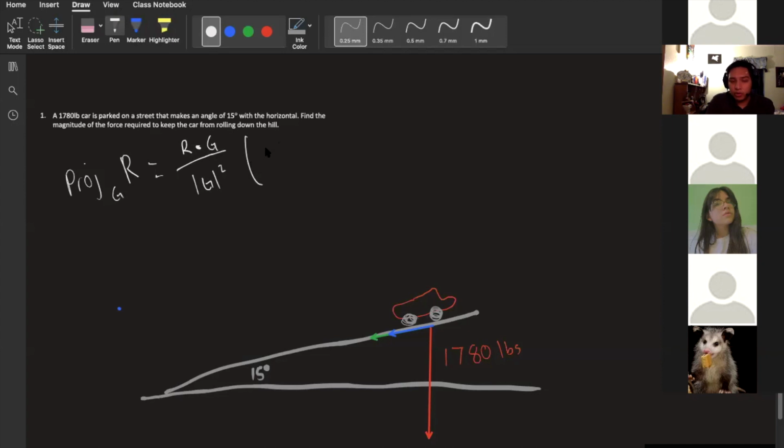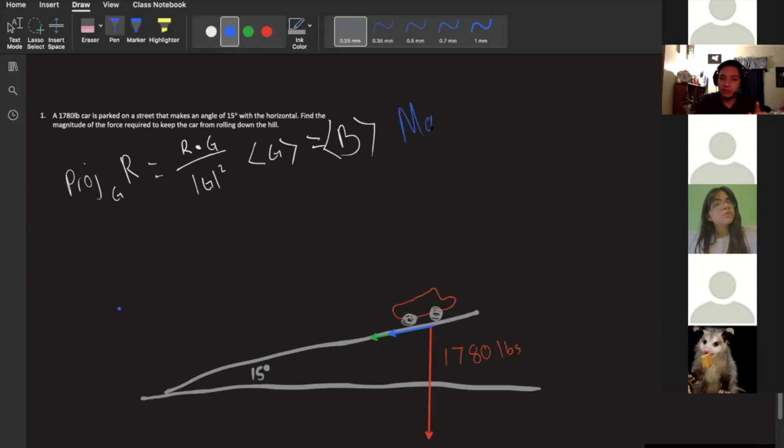Times the component form of green. So times the component form of green. Now, once again, am I looking for the component form of green? This whole thing is going to equal my blue vector. That's what I'm looking for. It's going to equal my blue vector, but I'm not looking for the component form of my blue vector. I'm only looking for the magnitude of B. So I'm looking for the magnitude of my blue vector, not the component form of my blue vector.